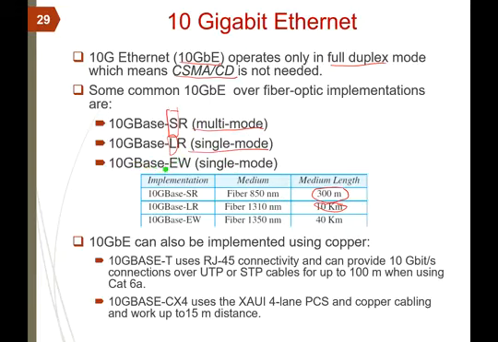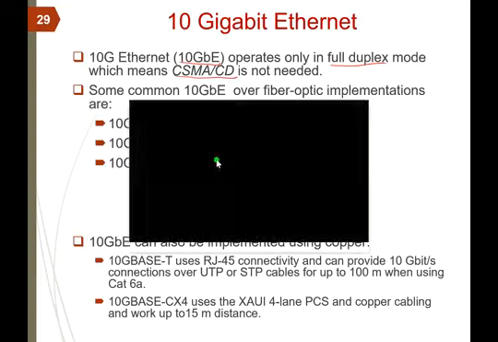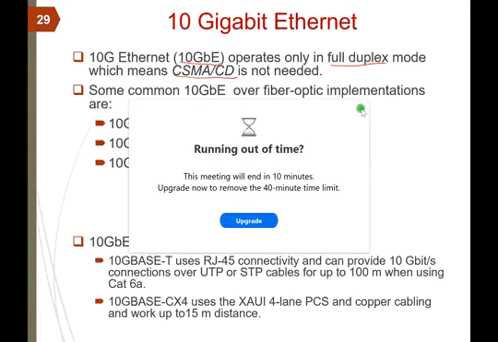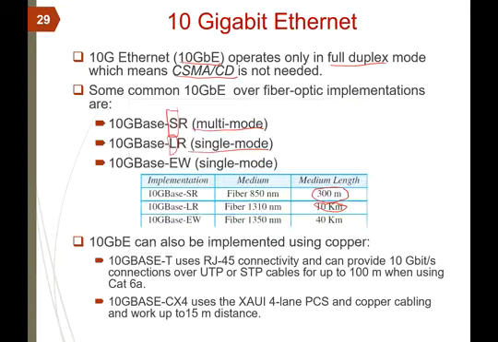We also have 10G base EW, which also uses single mode. It can reach up to 40 kilometers, the extended reach. You don't need repeaters for up to 40 kilometers. You can go between two cities without using any repeater. This is very important because you can connect LANs and WANs together.